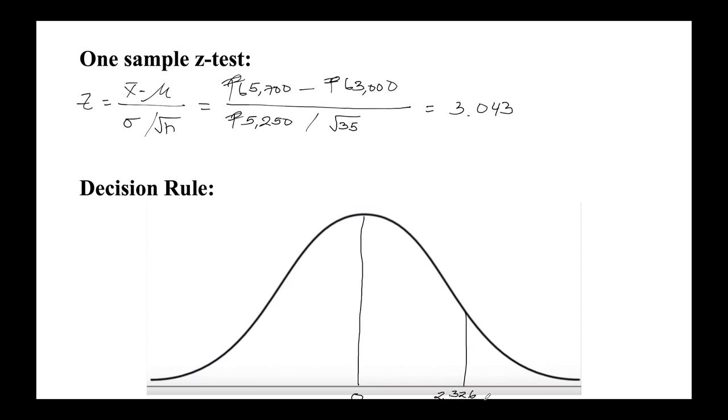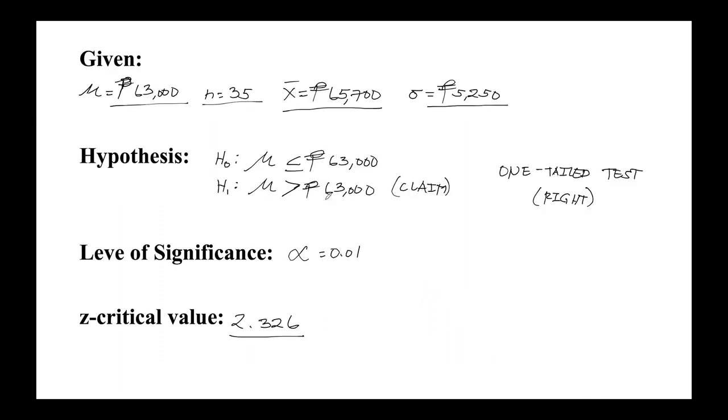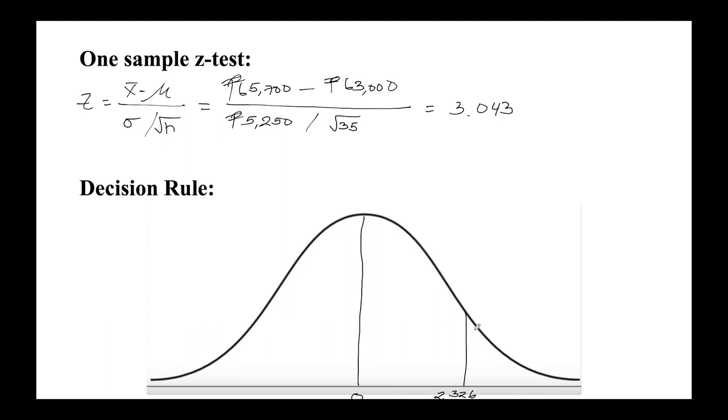2.326. By definition, no, nung ating introduction, a critical value is a value that separates the rejection region and the non-rejection region. So, here on our right-tailed test, bakit ko pala dito nilagay, hindi sa kabila? Dahil nga, yung ating claim is greater than 63,000. So, going to the right. Now, this will be our rejection region.